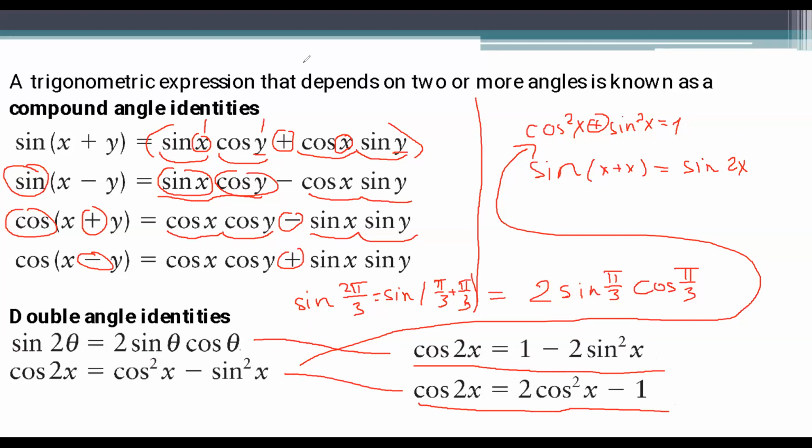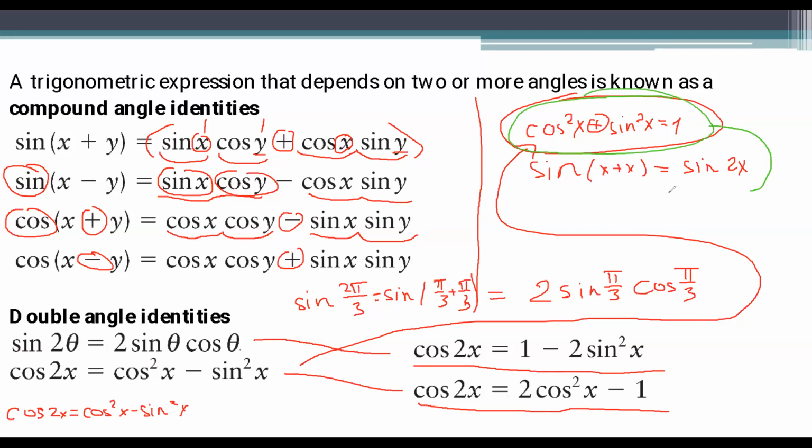For example, here, cosine 2x equals cosine squared x minus sine squared x. Now we use this basic formula and substitute for sine squared x. I'm going to use the green color to highlight it. From here, what we want to take is that sine squared x equals 1 minus cosine squared x, right?